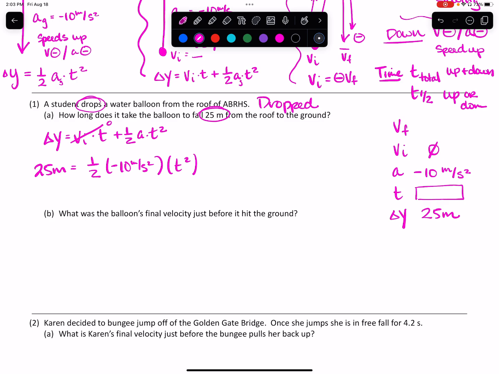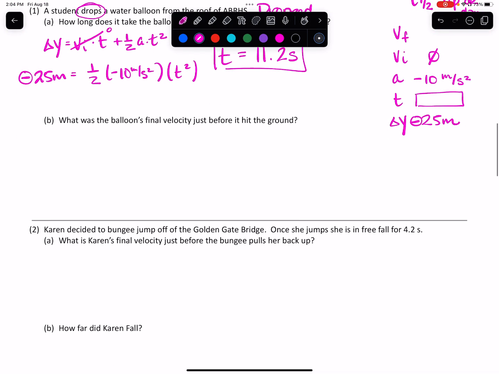Now I can already see a problem. I see I've made a mistake. If I continue my math this way, I'm going to end up with negative 5 times t squared. I'm going to divide the negative 5 over, and I'm going to get a negative value. Then I'm going to try and take the square root of that negative value. Well, that's not going to work because that's not allowed. One thing I should keep in mind is because the object is moving down, delta y should be negative. So if I put my negative sign in there, that's going to fix my sign issue. Then I complete the math and I find the time it takes to fall those 25 meters is 11.2 seconds.